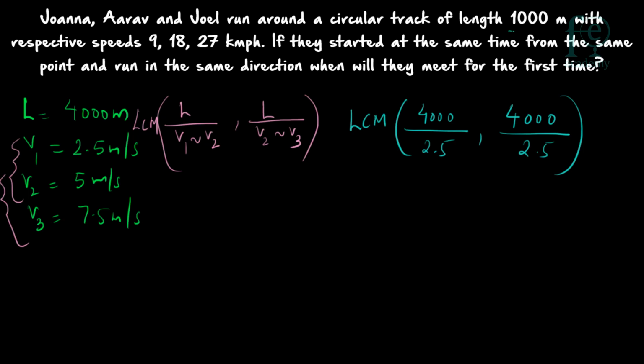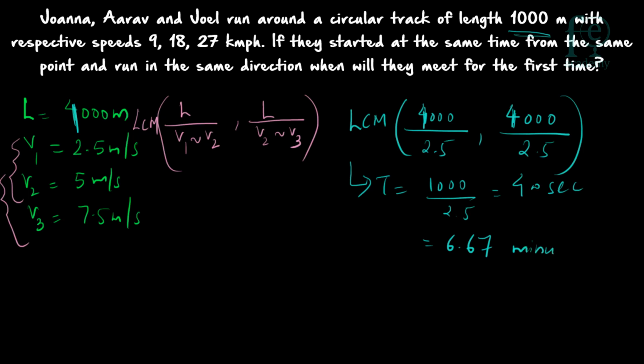The length is 1000 meter. I'm very sorry. So L is equal to 1000 meter here. So LCM of 1000 by 2.5 and 1000 by 2.5, both are same. So our answer will be time is equal to 1000 divided by 2.5, which gives you 400 seconds or 6.67 minutes. So all the 3 persons will be meeting each other after 6.67 minutes from the start.